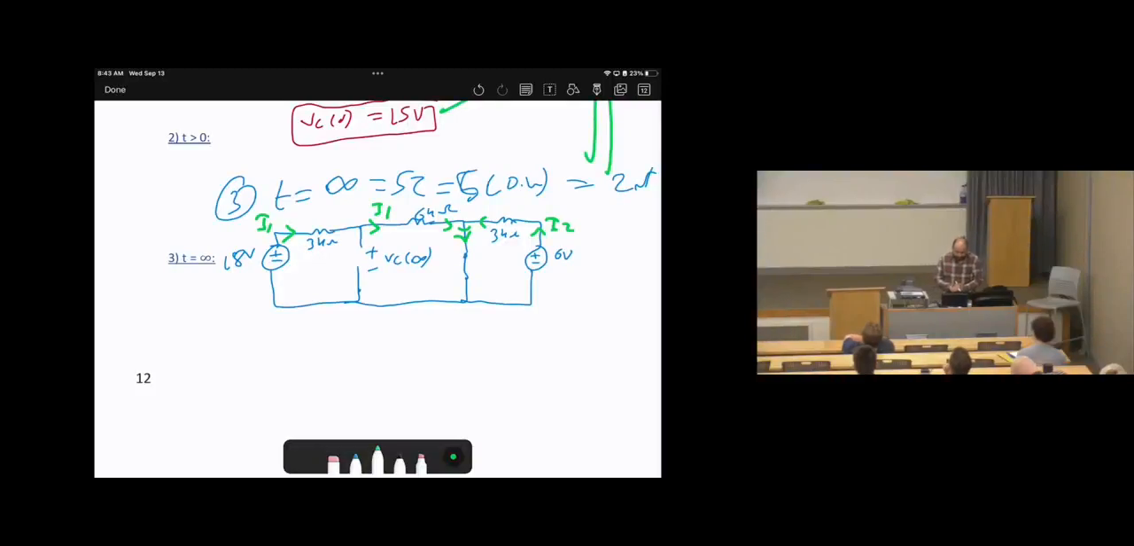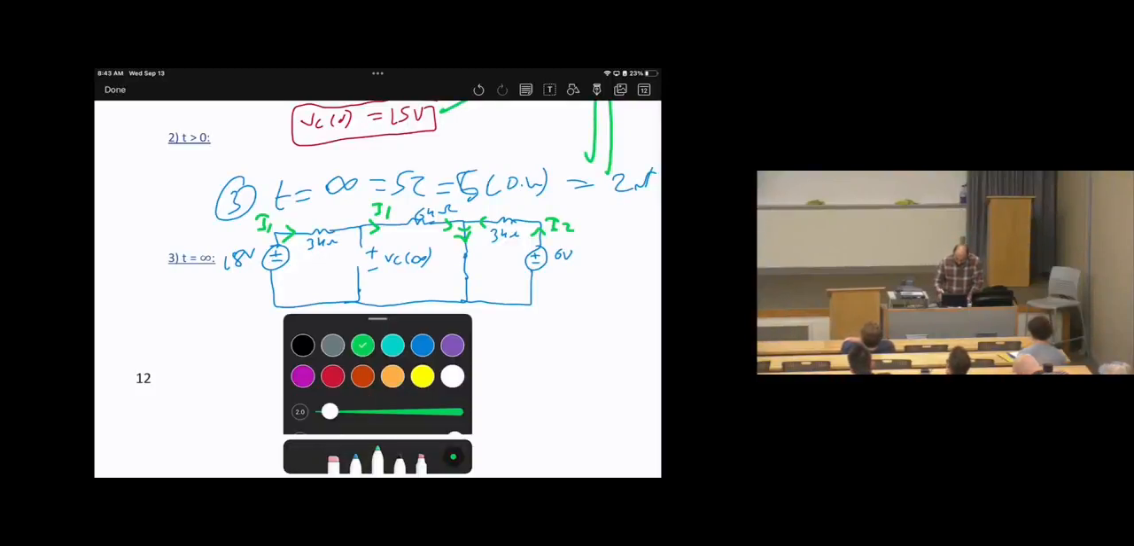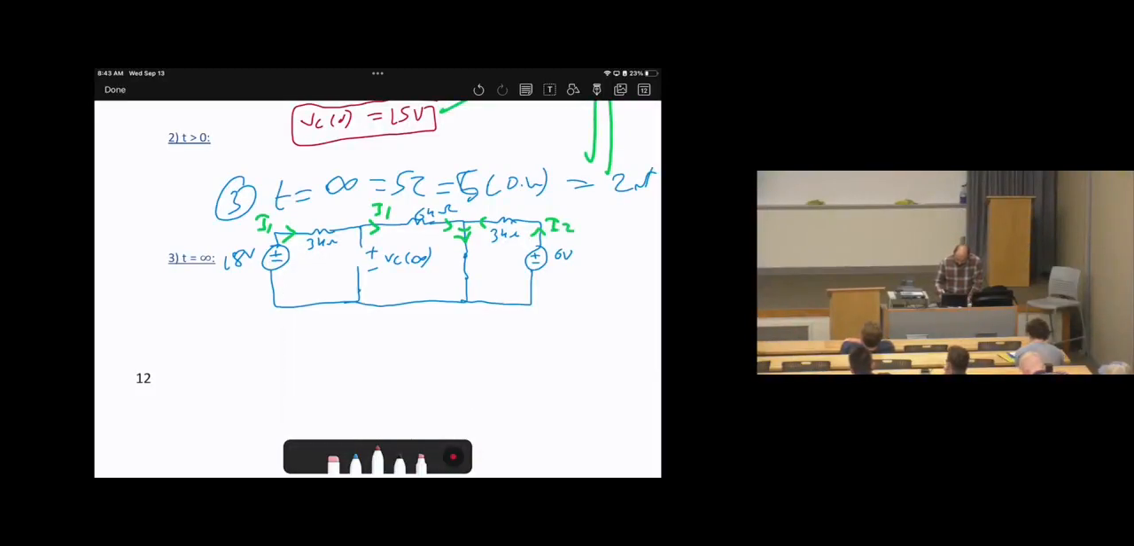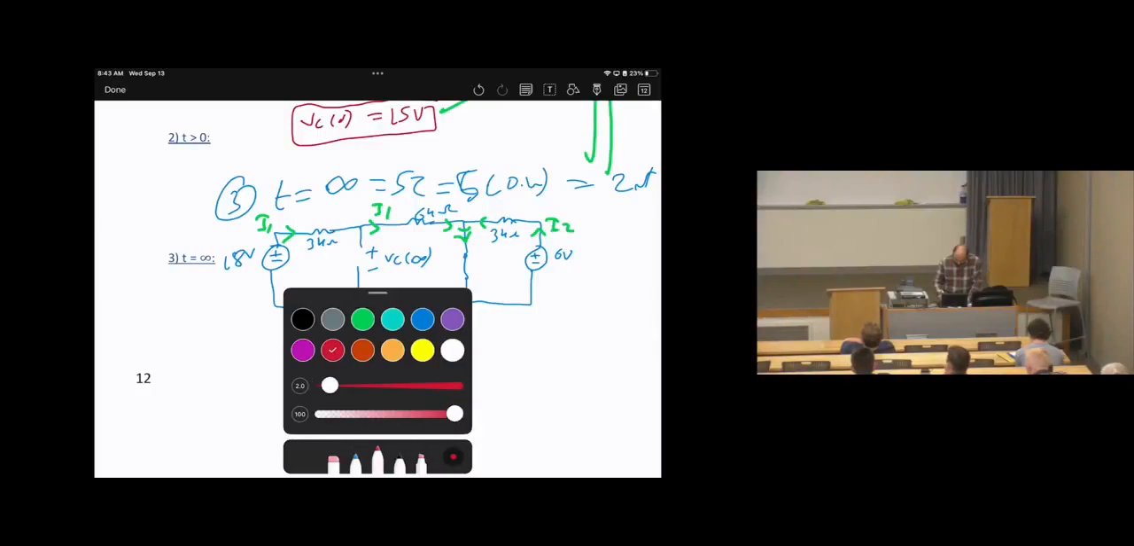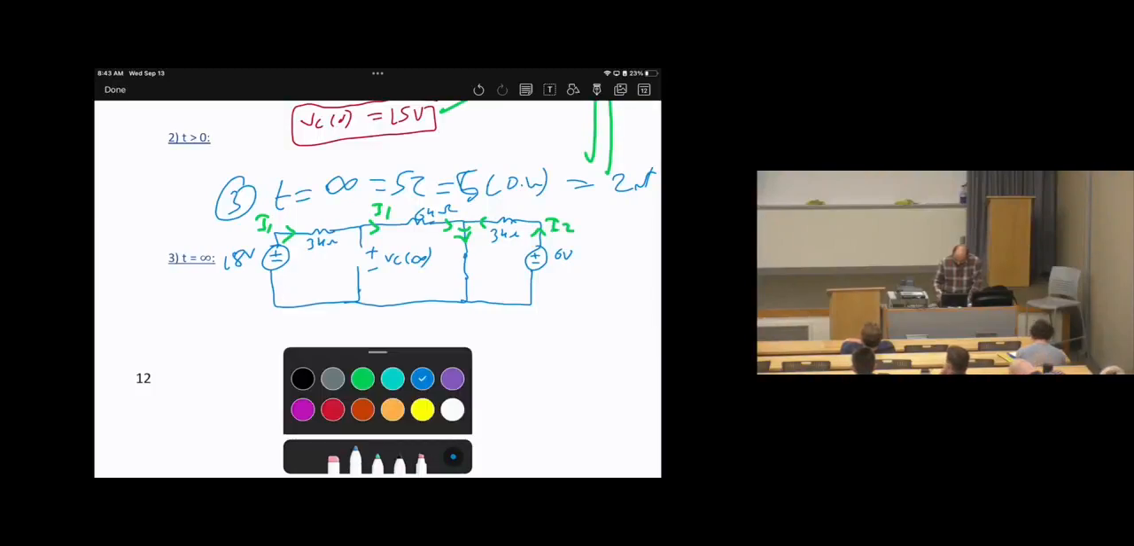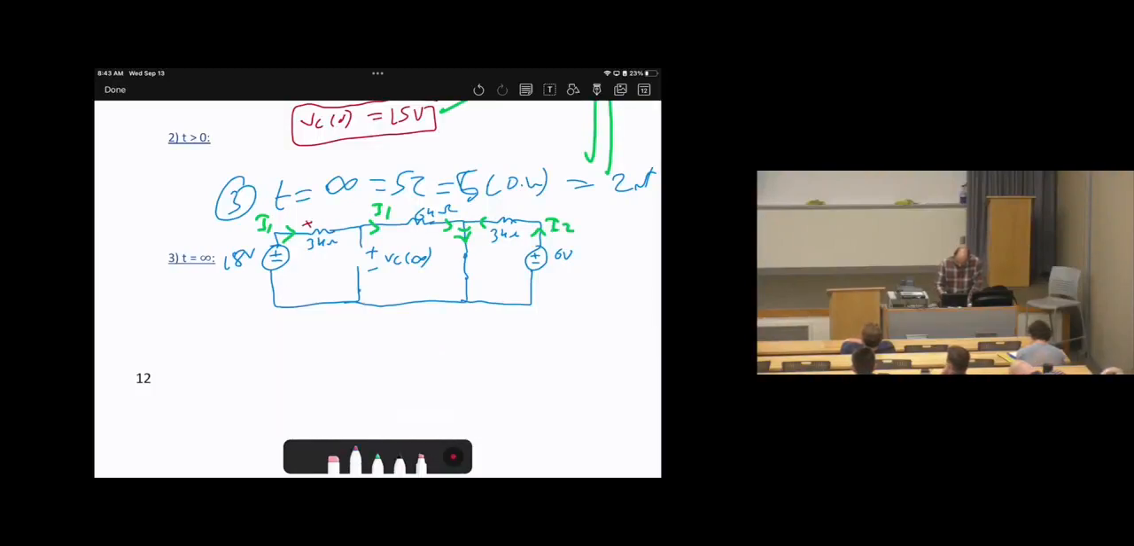So let's calculate I1 first. And let me also label the voltages. Plus minus V1, plus minus V2, plus minus V3. And here is VS1, here is VS2. Now, let's do KVL at this loop. I can call it loop 1.